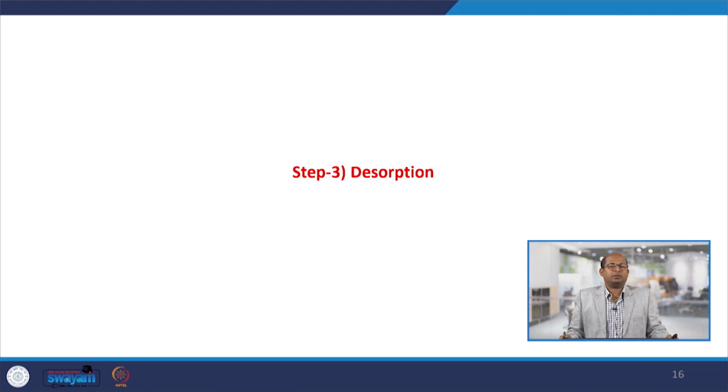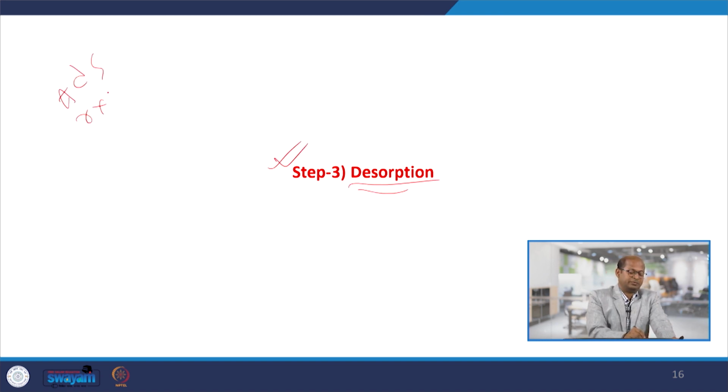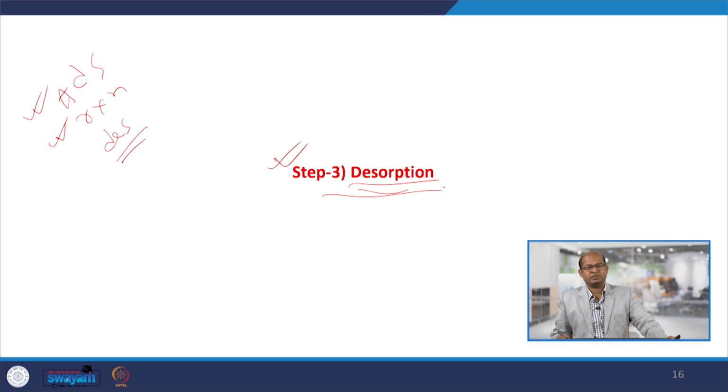Okay. So, now adsorption we have studied, surface reactions, various types of surface mechanisms we have discussed. Now, the third step is the desorption. First step is the adsorption, second step is the reaction, third step is the desorption. So, these ones we have discussed. Now, we will discuss desorption. Once the reaction is over, product formation is there, that product would be desorbed from the surface sites.